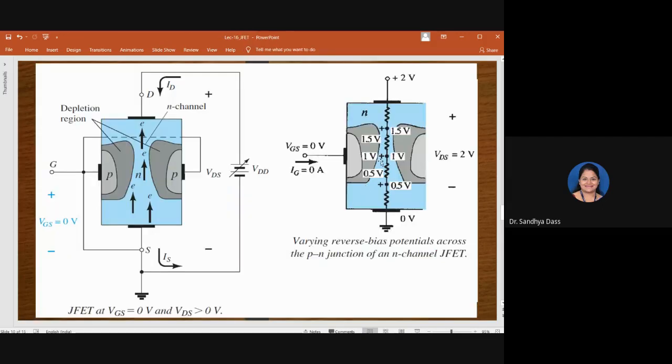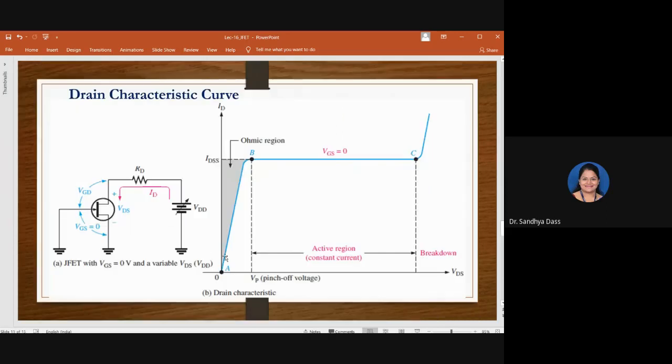Let me go back to the structure here. VGS is maintained at 0, and VDS is varied. As the depletion region is widening, the resistance is also varying, but there is still a flow of current. Current is increasing as you vary VDS, because the drain is made more and more positive, so more electrons are attracted toward the drain terminal, eventually resulting in drain current. So as VDS is increased, drain current also increases slowly.